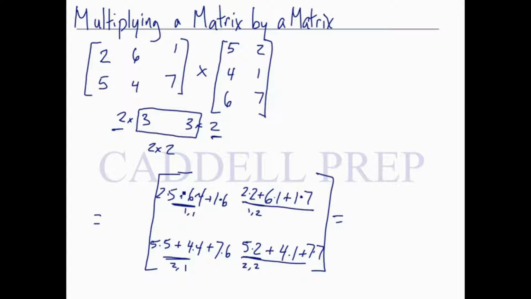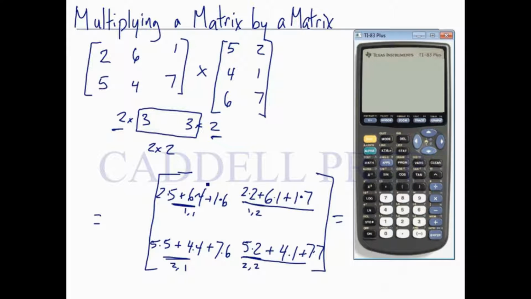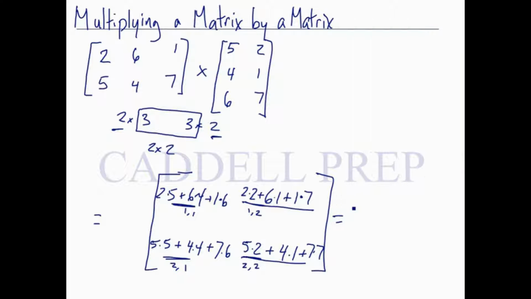So this is going to be, well, we could do this in the calculator also. So let's get the calculator. I'm just going to type in this first part. So it's 2 times 5 plus 6 times 4 plus 1 times 6. And we get 40.